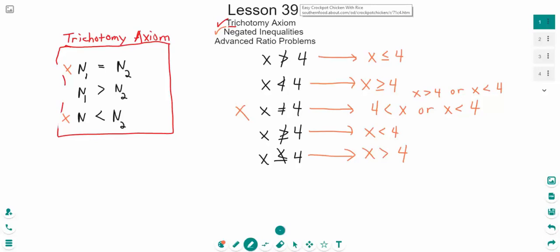So let's just take that one step further and make sure that we can actually graph these. All right. So if I give you this inequality, let's say x is not less than 3.